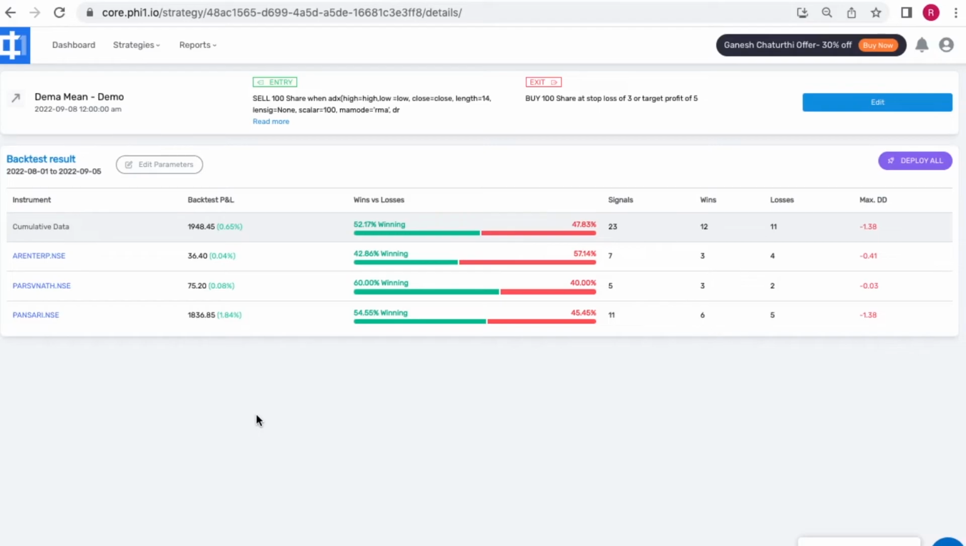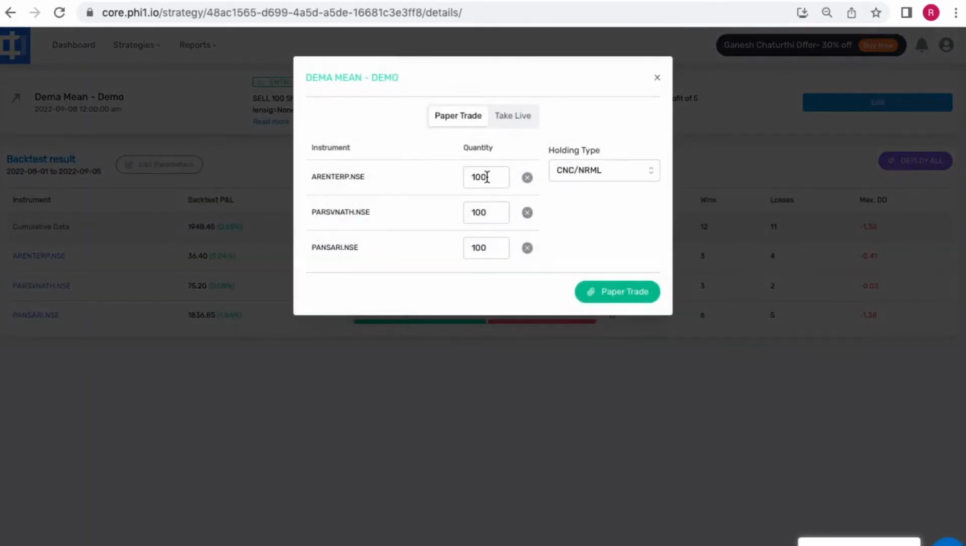If you're happy with your backtest result, you can click on Deploy All. Again, you have the option to change quantities here, and before taking your trade live, you can always paper trade your strategy. Here you can trade in the real environment but with virtual money or not real money. If you're happy with your paper trade results, go ahead and take your trade live, choosing the broker that you want to choose.